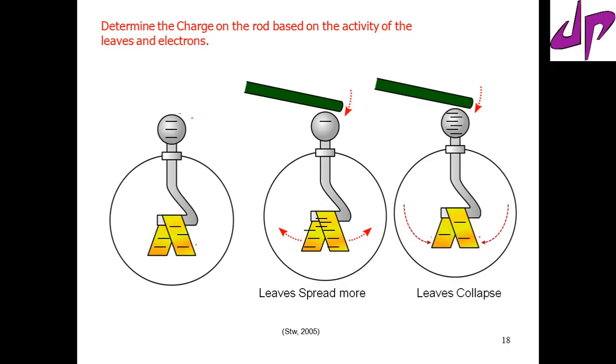And now if you take it back out, the gold leaves will come together again, so that tells about the discharging.